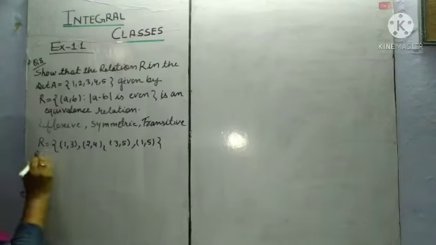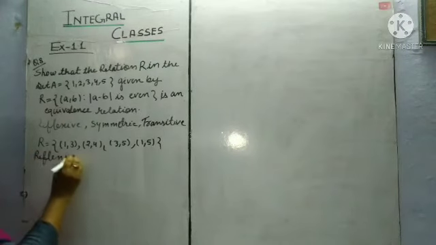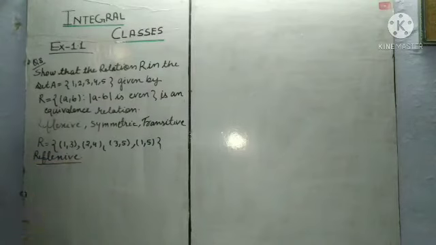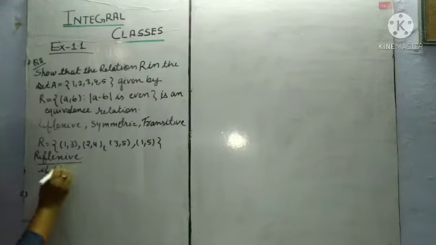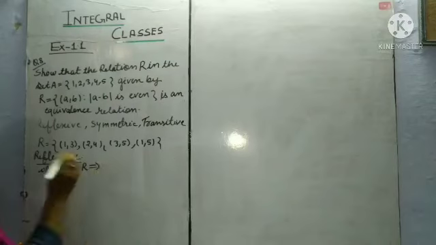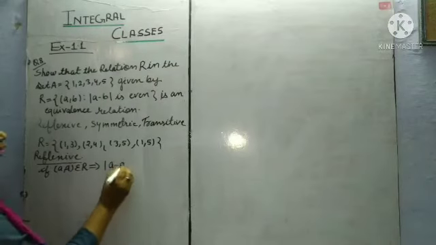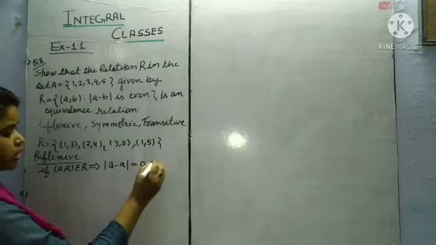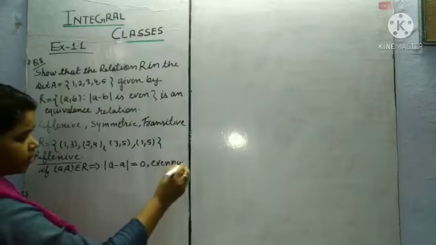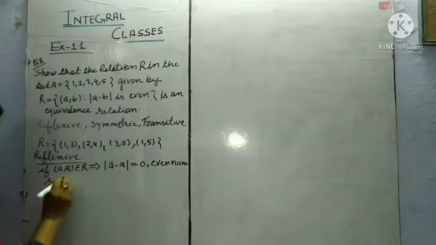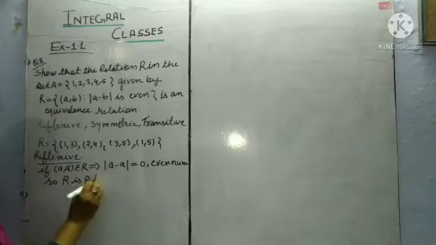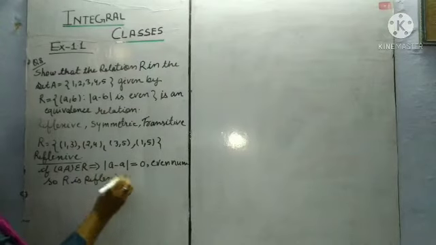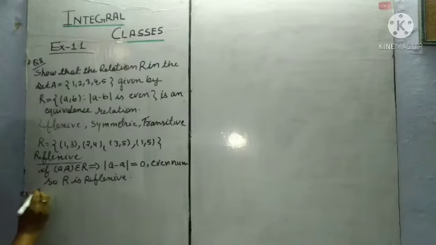Now for reflexive, what is the condition of reflexive? If a belongs to A, then (a, a) belongs to R. It means a minus a equals 0, and we know that 0 is an even number. So R is reflexive here.